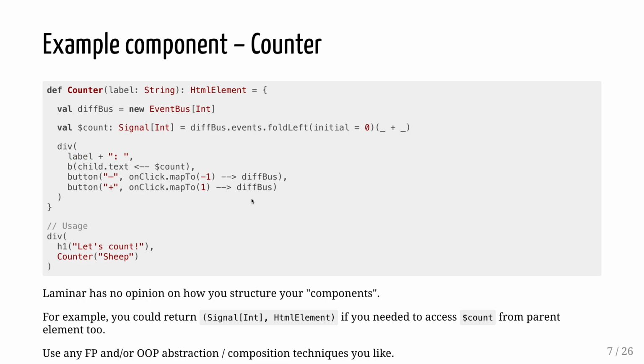Now, you could make it more complicated. For example, you might want to expose this count signal to the outside, and you could return not just an HTML element, but a tuple of this count signal and this HTML element. And then your parent element would be able to access the current count and do something about it, like display a warning if it's too much. Basically, in React, you're used to having props as input, and then your only output is the HTML element. In Laminar, whatever you want is the input, and whatever you want is the output. The entirety of Scala is available to you, so go nuts.